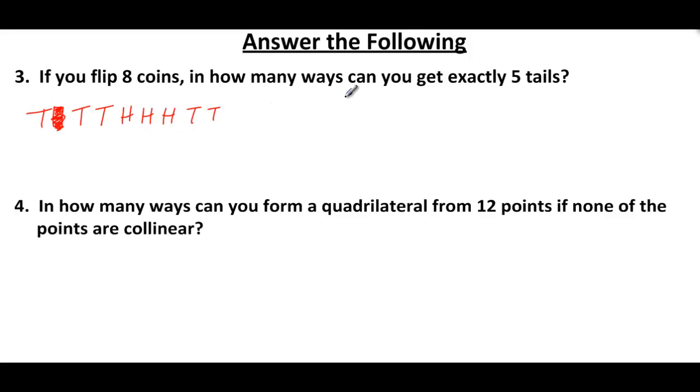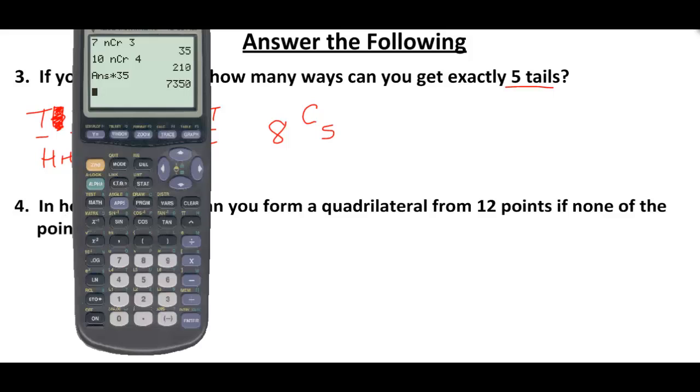Okay. Now, if it just says I want exactly 5 tails, the order doesn't matter. It could be this order. It could have been heads, heads, heads, and then the 5 tails flipped. So it doesn't matter which one, but what I have here is 8 total positions, 8 total coins that I'm going to flip. And I want to choose 5 of those flips to be tails. So I have 8 choose 5. So again, 8 options, 8 coins. I want to choose 5 of them to be tails, and I get an answer of 56.